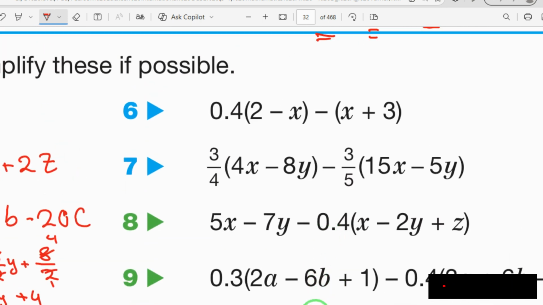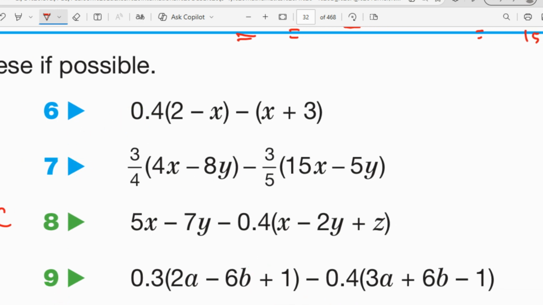Exercise 6, we come to this part. First multiply the 0.4 by 2. 4 times of 2 is 8. We separate one decimal place from right to left, becomes 0.8, and multiply by the next one. 0.4 multiplied by x become minus 0.4x. Then we multiply this negative inside the bracket, become minus x, and multiply by this one, become minus 3.